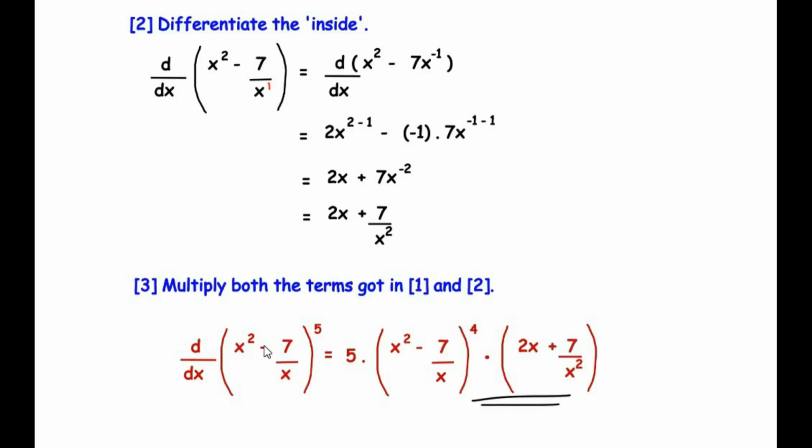Let us move on to the third one now. Differentiate with respect to x, the square root of 3x to the power of 4 minus 2x squared plus 5.